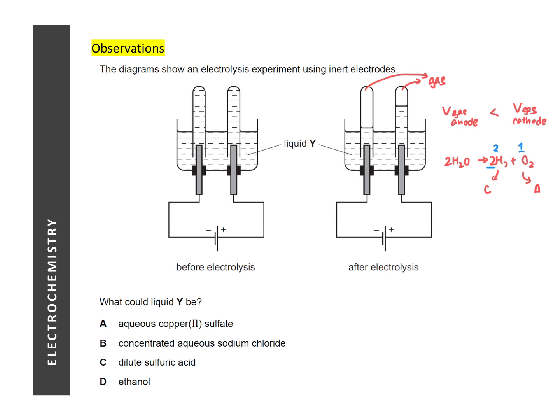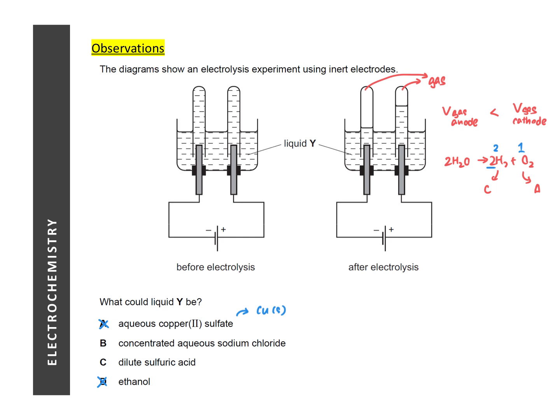Now, first and foremost, ethanol would be out because ethanol is not an ionic compound, so it is not a suitable electrolyte. Your circuit wouldn't be complete. Now, for the remaining three, for aqueous copper 2 sulfate, if you can recall from the last question, at the cathode we get copper solid forming, so there's no gas formed at all, so A is wrong. There will not be any gas forming at the cathode.